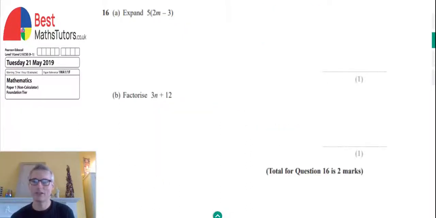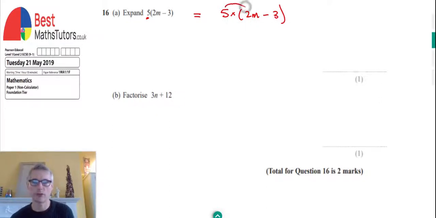Question 16 is some algebra. So we've got this bracket, 2m minus 3, and I've got to multiply it by 5. When we have a number next to a bracket with no symbol in between, that actually means 5 times the 2m minus the 3. And what we've got to do is multiply everything inside the bracket by the 5.